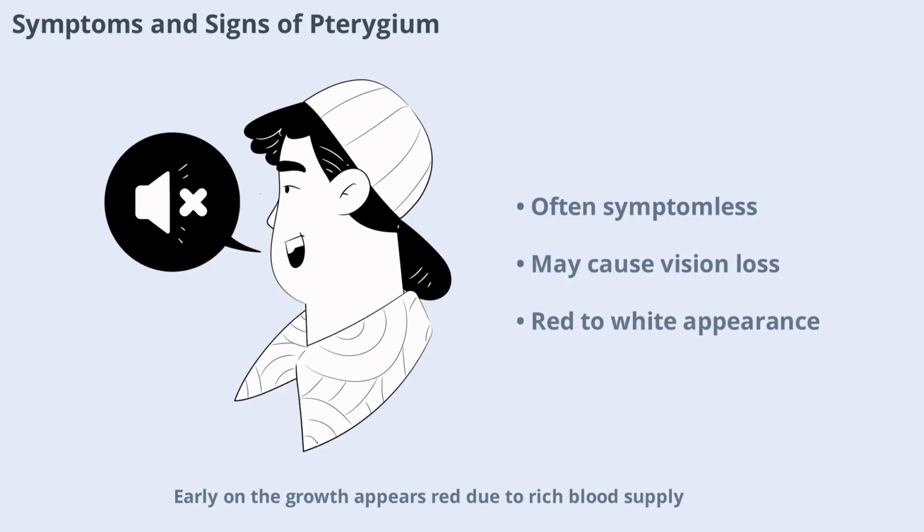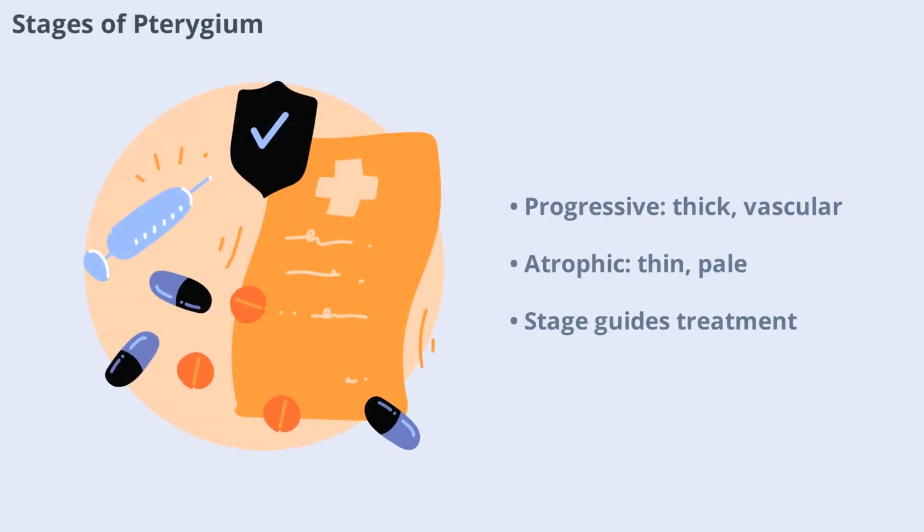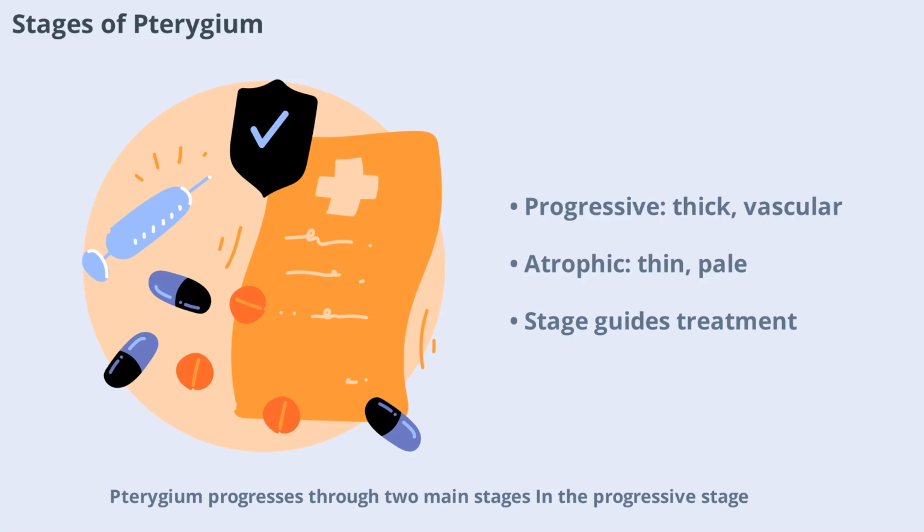Early on, the growth appears red due to rich blood supply, but it becomes white and tendinous as it matures. The base is firmly attached to the sclera, while the margins are formed by folds of the bulbar conjunctiva. On the cornea, pterygium destroys Bowman's membrane, leading to corneal opacities. Pterygium progresses through two main stages.